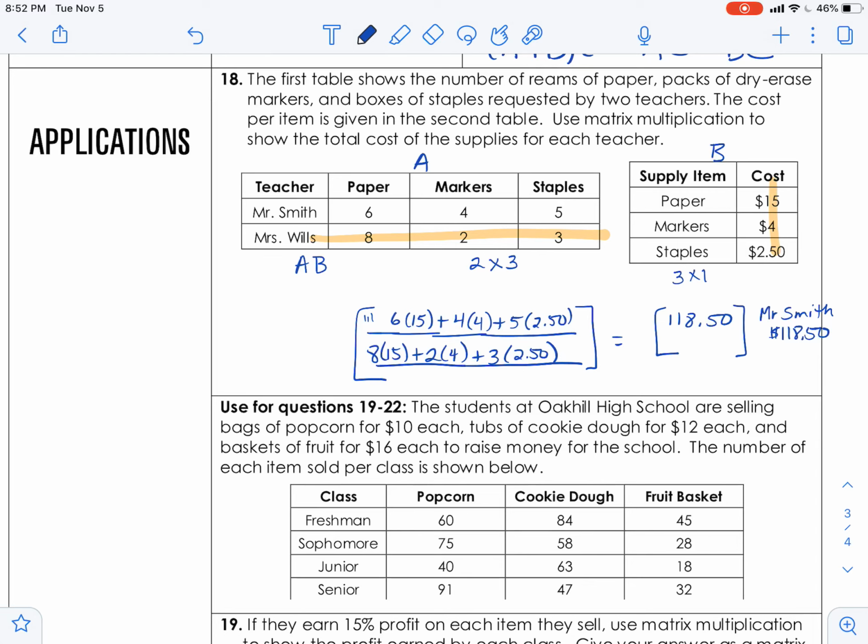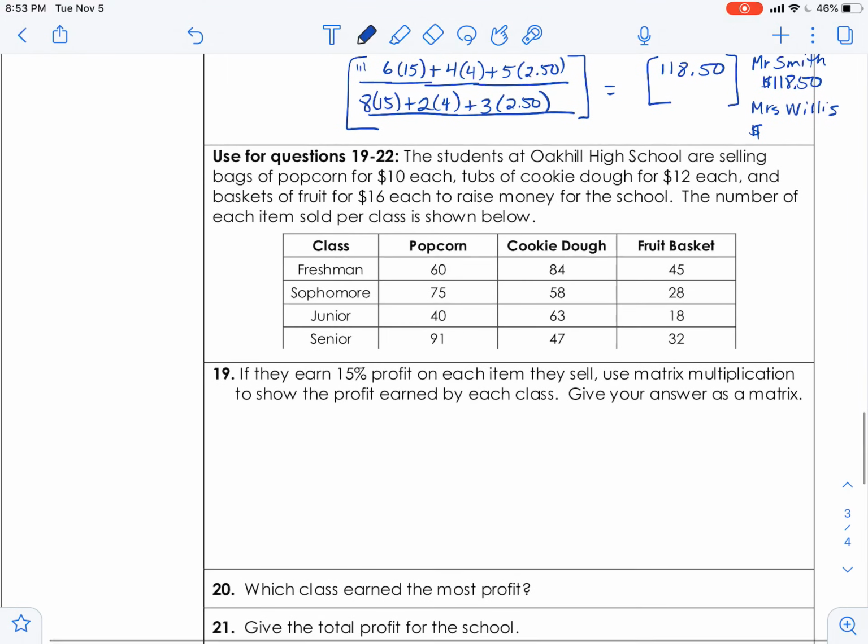Okay, and again, run your numbers. And then that would be Mrs. Willis's cost. Okay, see if that makes sense.